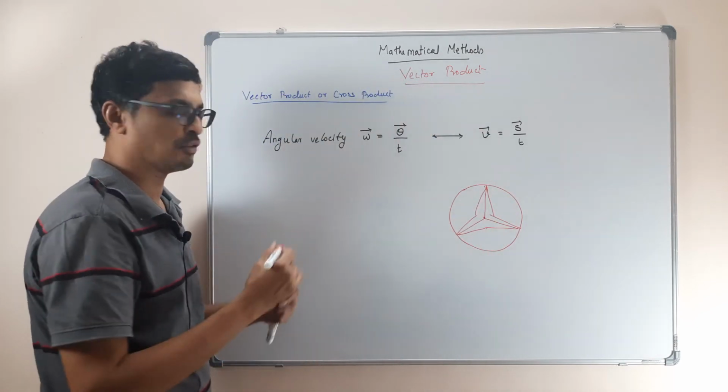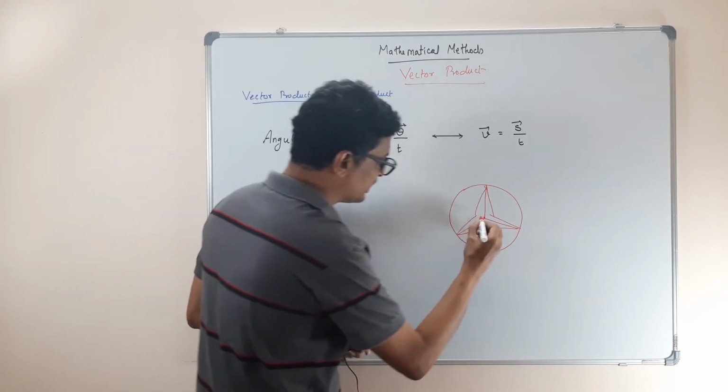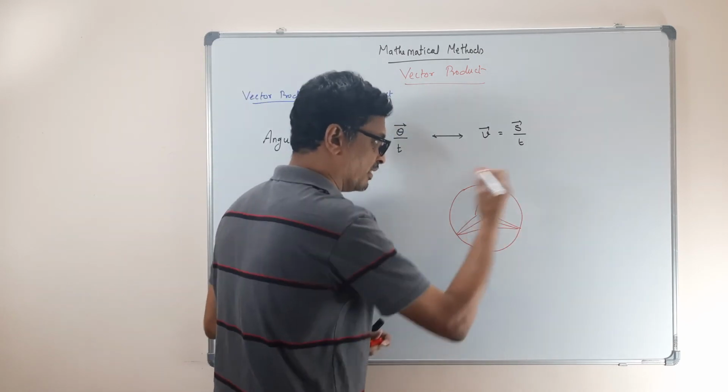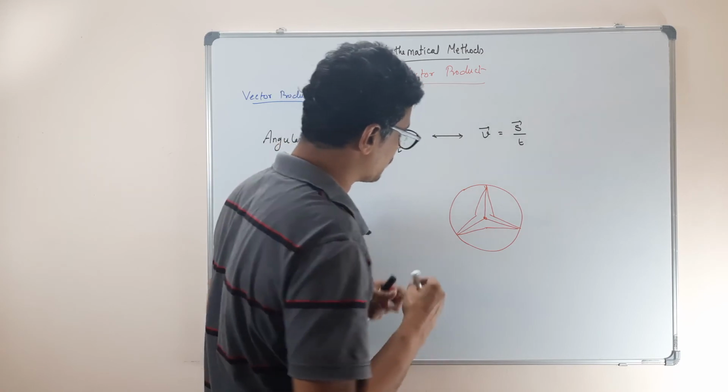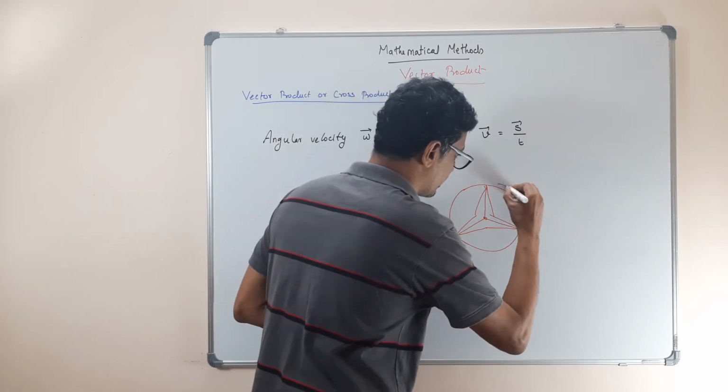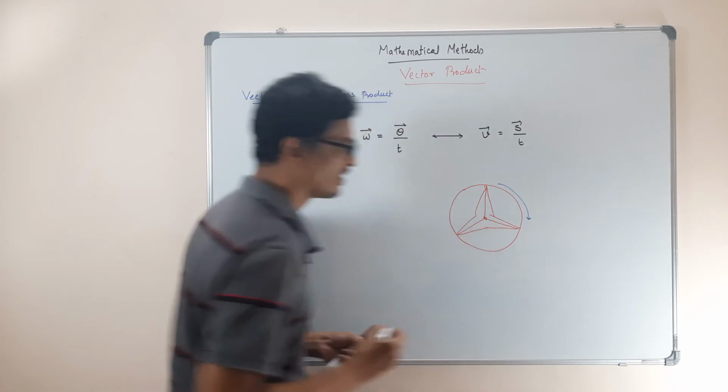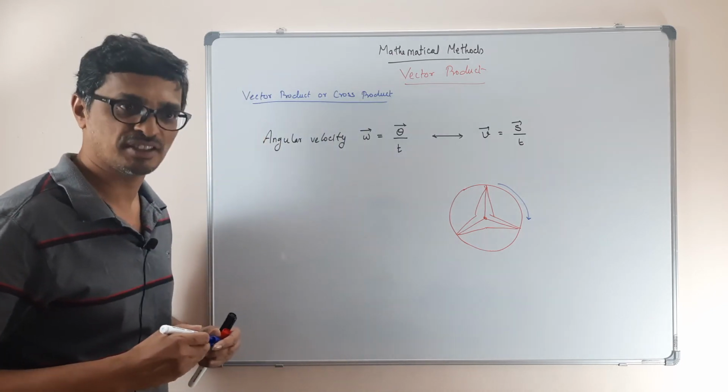Maybe a car wheel or whatever it is. So now this wheel is going to spin. What is going to happen? This wheel is going to spin, so it's going to have an angular velocity.